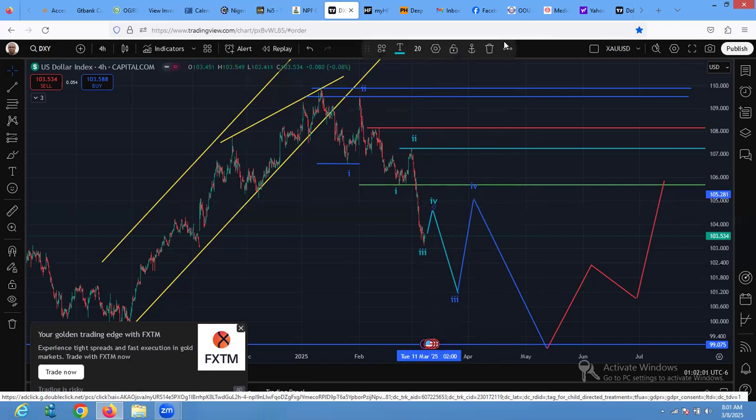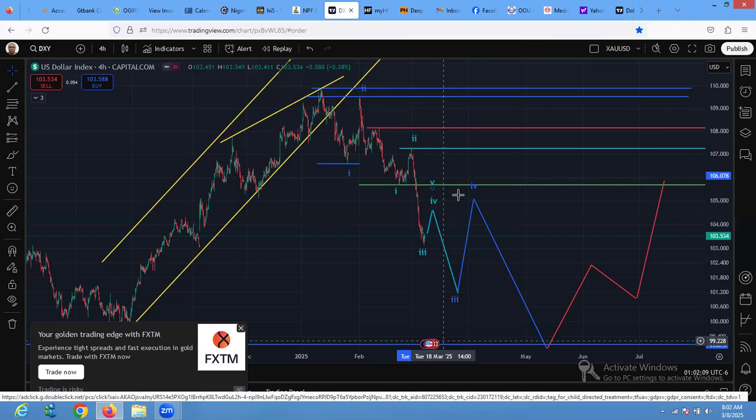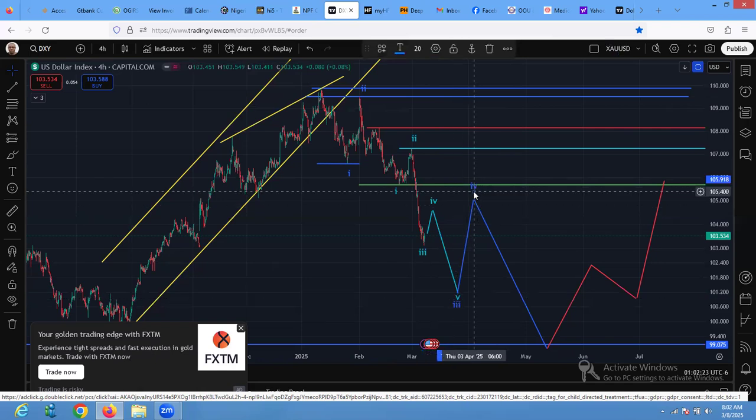So that is what I believe. So that we complete with 3 in the blue. And so we have an ABC correction here, which will give us the 4 in the blue. The 5 in the blue ends this fourth cycle.